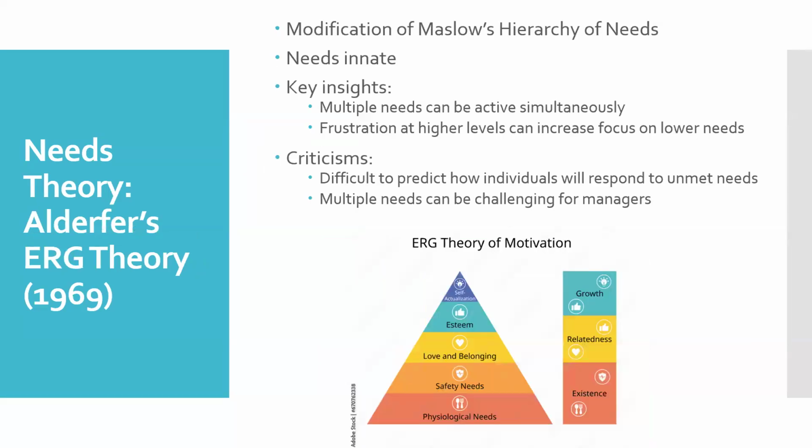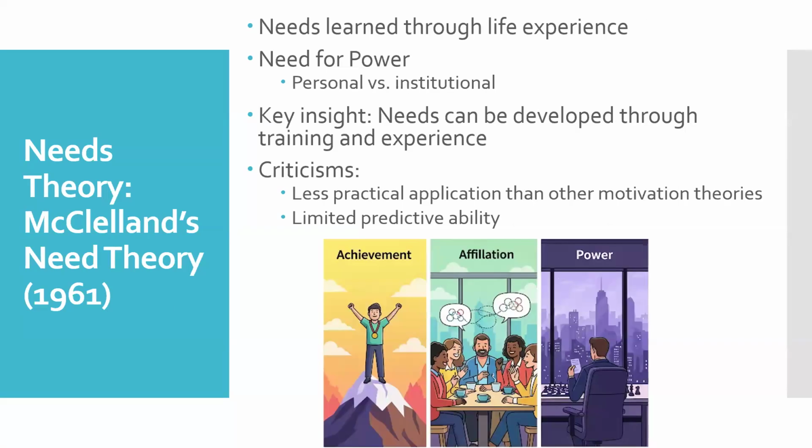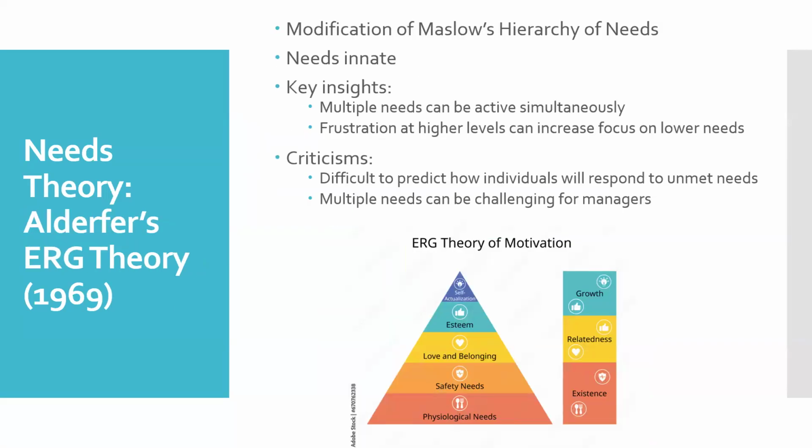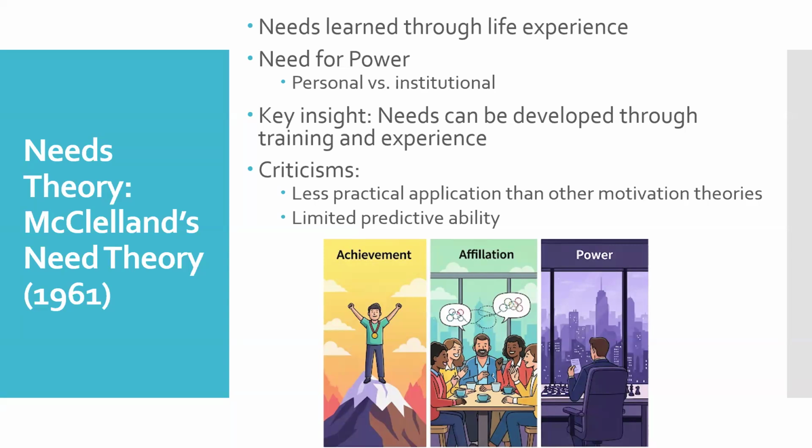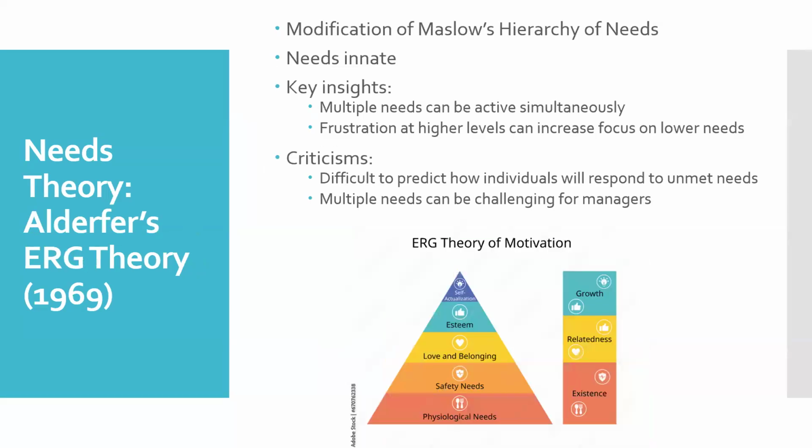Another needs theory that you will get confused with McClelland's needs theory is what we call Alderfer's ERG theory. This comes out much later, in 1969, so about 8 years later. This modifies Maslow's hierarchy of needs. The previous one, McClelland's, doesn't necessarily deal with Maslow's hierarchy of needs directly, but it is a needs theory in the sense that there are needs that people have that they're trying to fulfill through different aspects of life. And here we're talking about work.